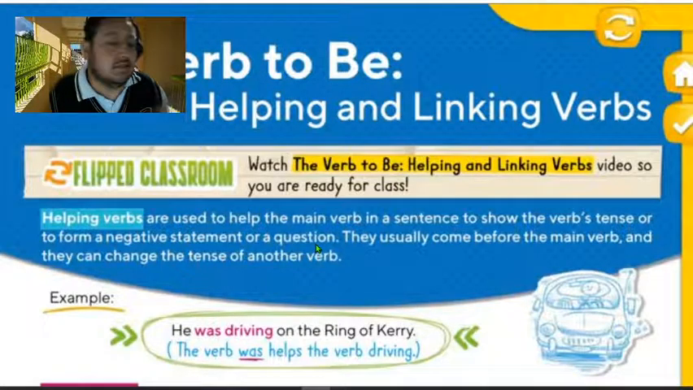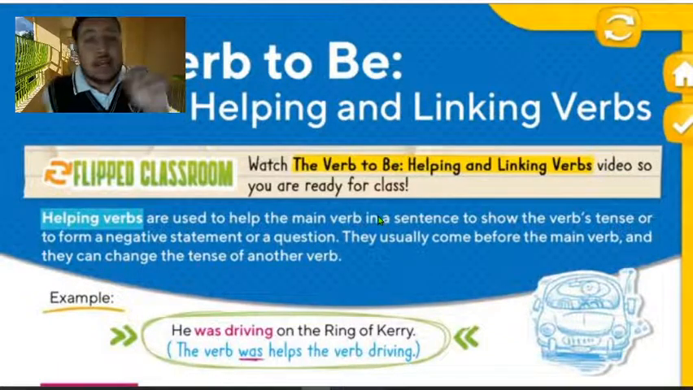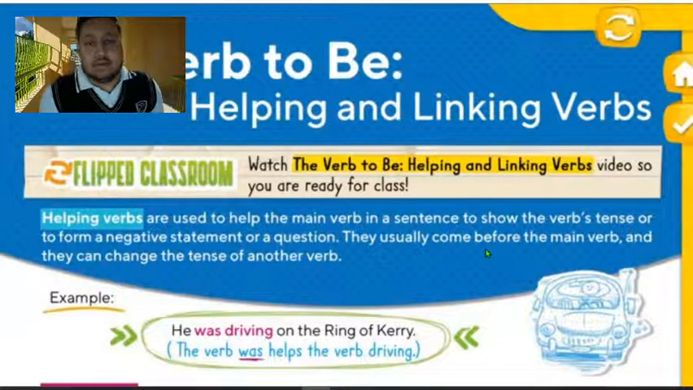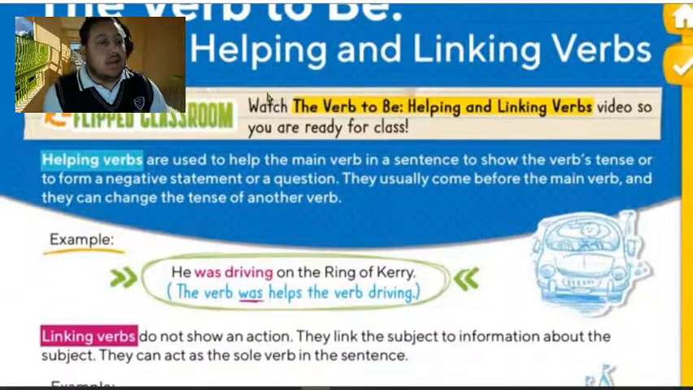There you go, guys. So now we watched the video, right? It was very interesting and I hope you understand it. I hope you took notes, right? Si necesitan tomar notas, I'm sorry. Rewind, right? Regresen el video. So we have here the verb to be as a helping and linking verb.